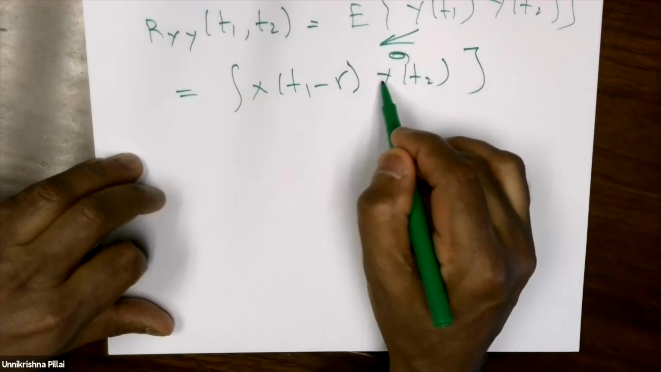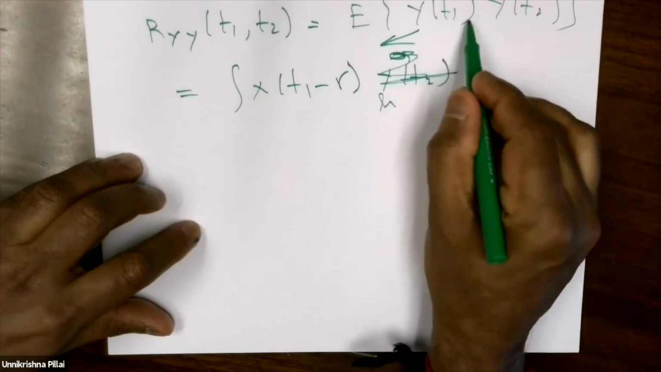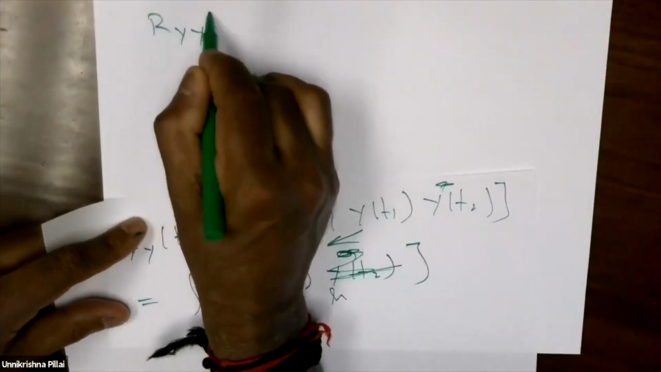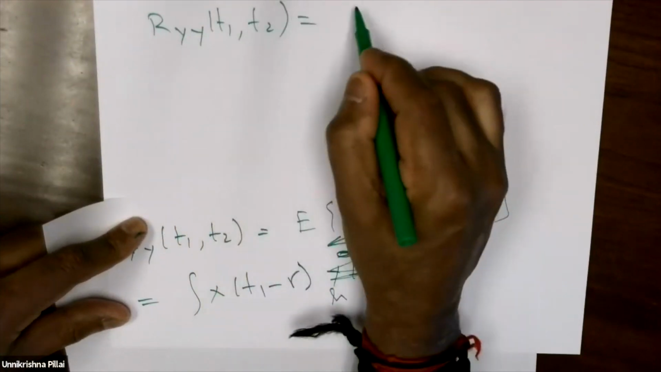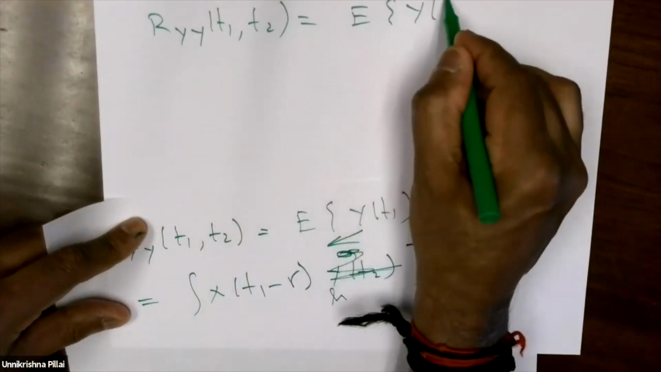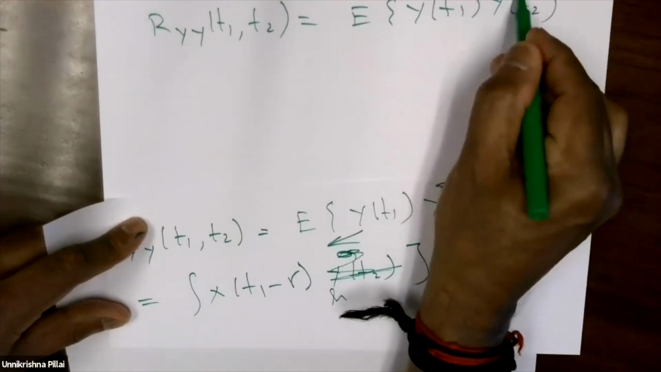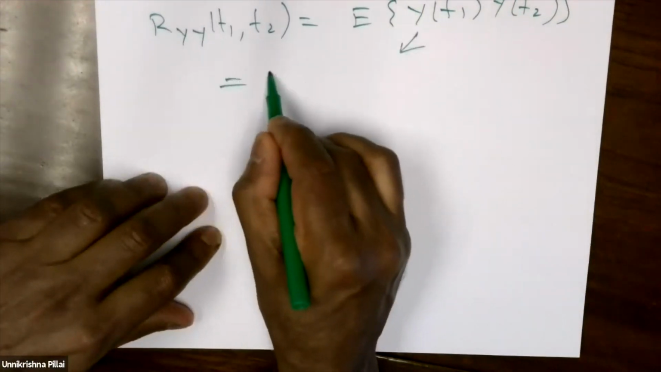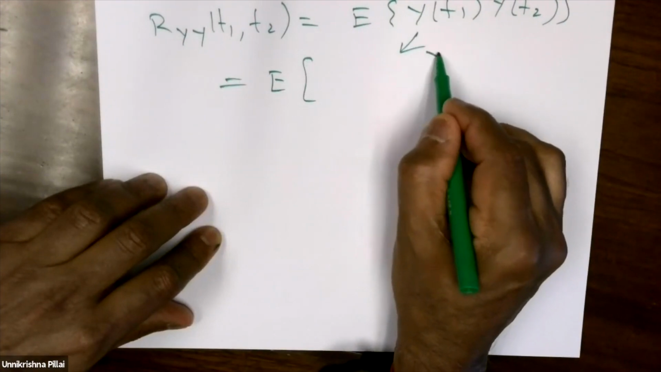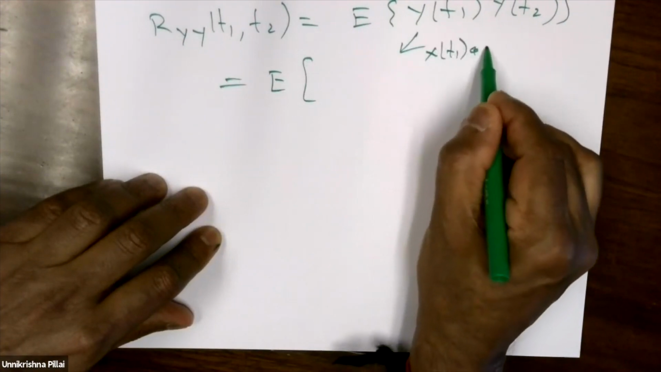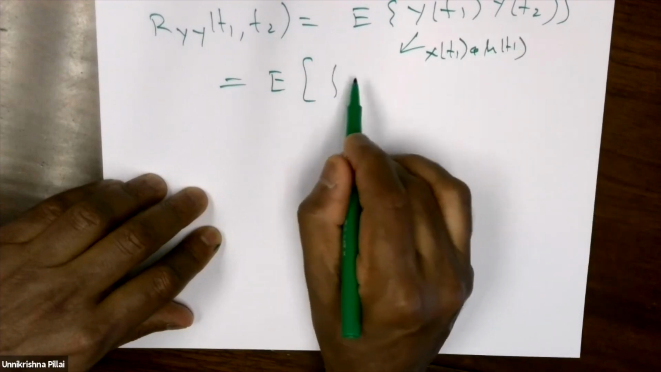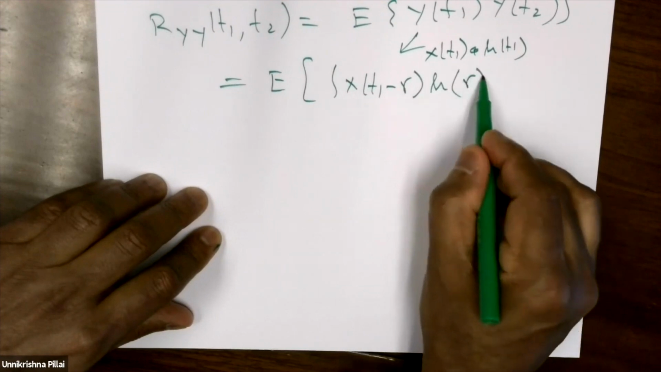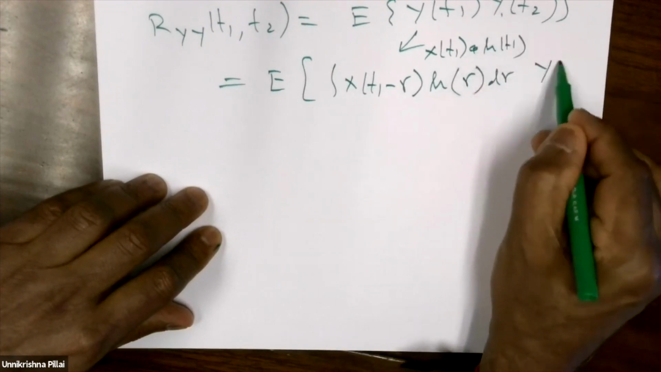What am I writing? Multiplied by h, remember, let me write it properly. Ryy(t1, t2) is the expected value of y(t1) multiplied by y(t2) star. But y(t1) is what? y(t1) is x(t1) convolved with h(t1), right? So this is x of t1 minus some gamma multiplied by h(gamma) d gamma, multiplied by y(t2) star.